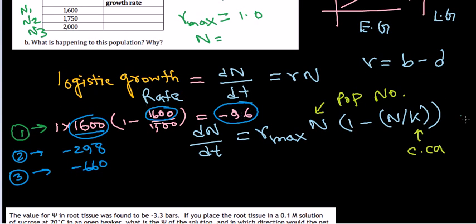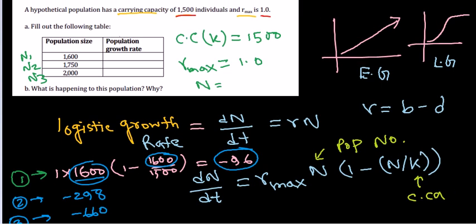From here, what can we understand? The first question was to figure out all those population growth rates, and that can easily be calculated using the formula, and we have calculated that. For the first one, it is minus 96, so let me change the color here. It is minus 96. Second one, it is minus 298. And third one, it is minus 660. So you have already calculated that.